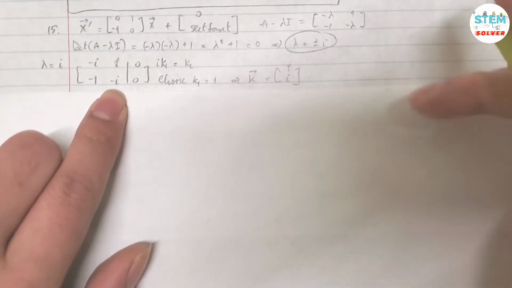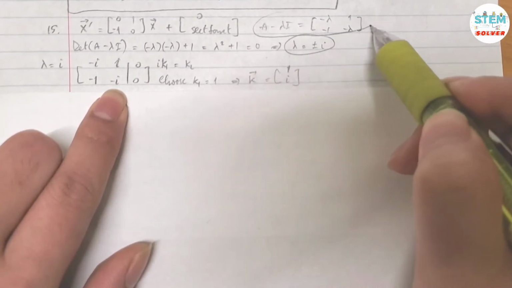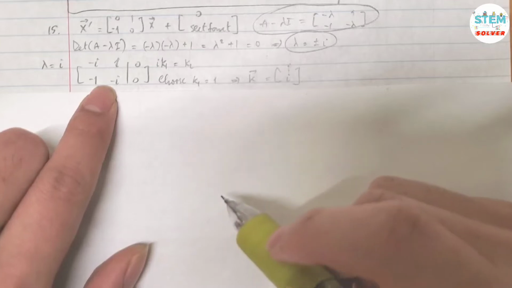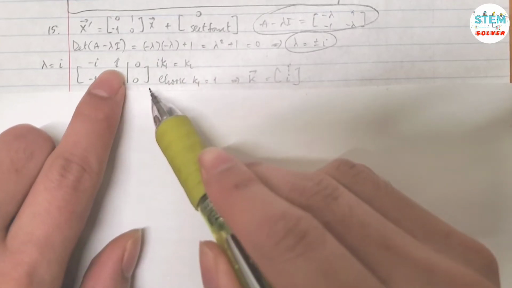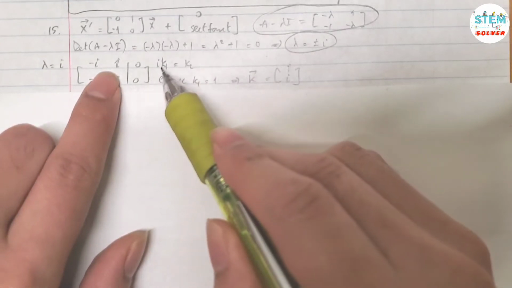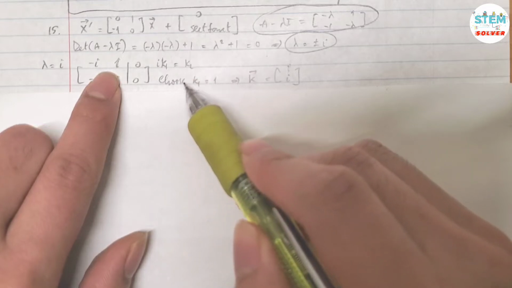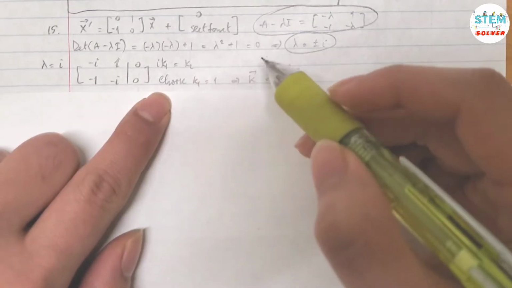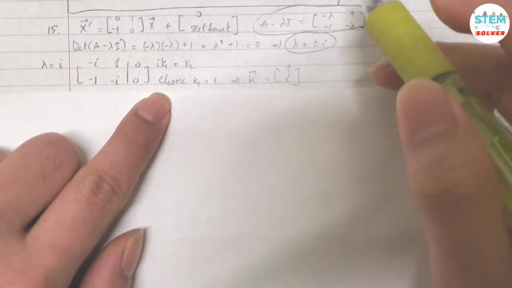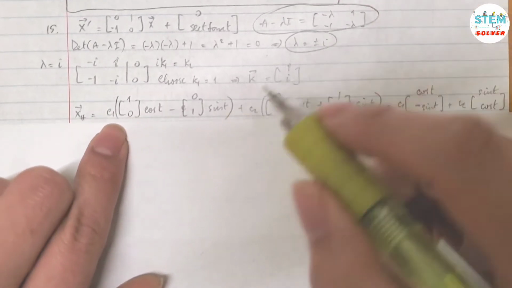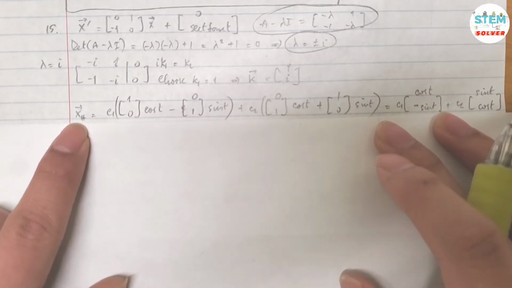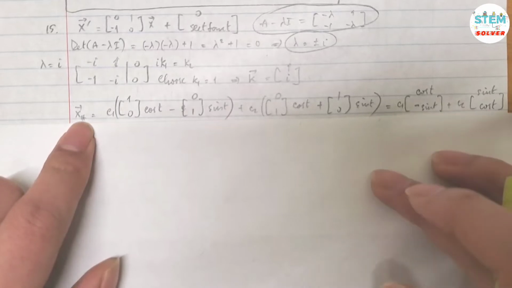Now for lambda equals positive i, plug it into A minus lambda I. It gives you this matrix augmented with 0. From the first equation, I know that i k1 is equal to k2. If I choose k1 as 1, then k2 is i, and my vector k is (1, i). Now I'm ready to write my homogeneous solution.